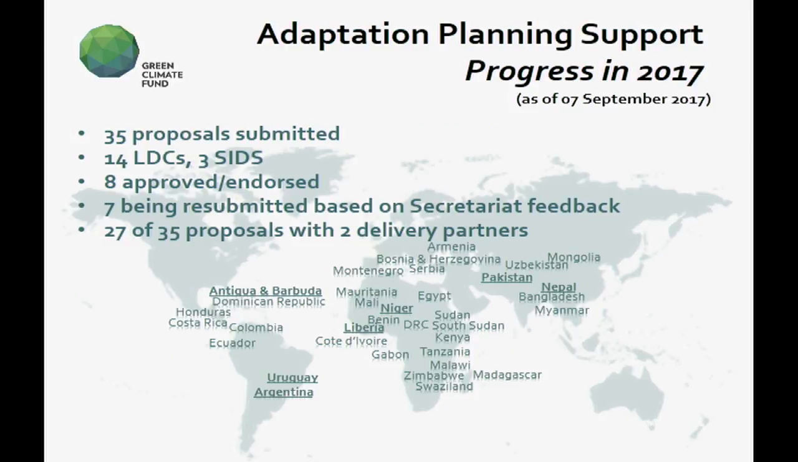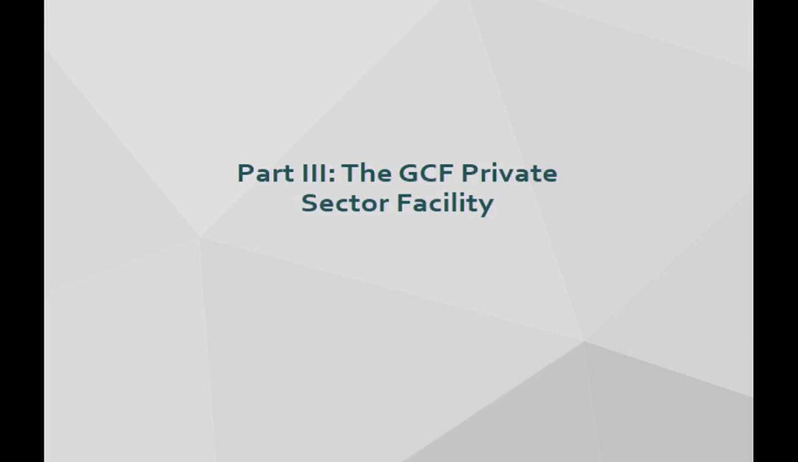So here you have the adaptation planning process, and there are the country names, so you don't have to be lumped up with anyone. There are 35 proposals submitted, 14 from LDCs, 3 from SIDS, 8 have been approved. The ones that are underlined are the approved ones. 7 being resubmitted, and 27 of these 35 proposals have 2 delivery partners. So we do welcome submissions by other organizations.